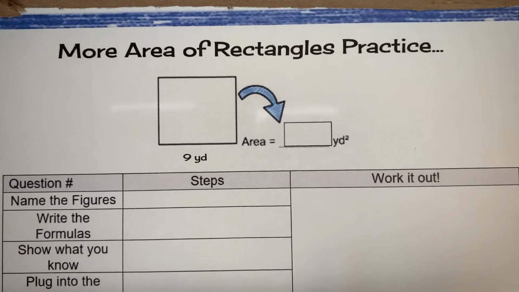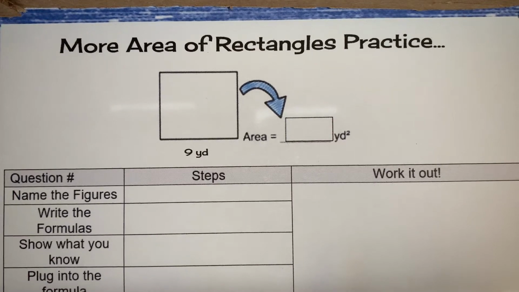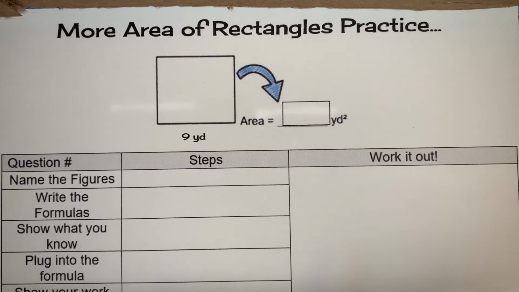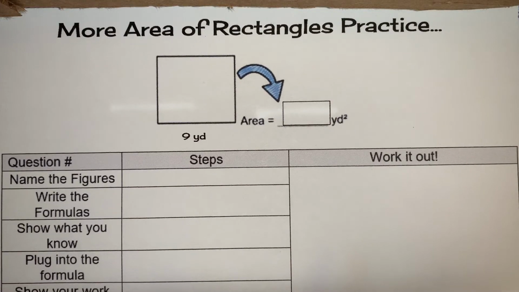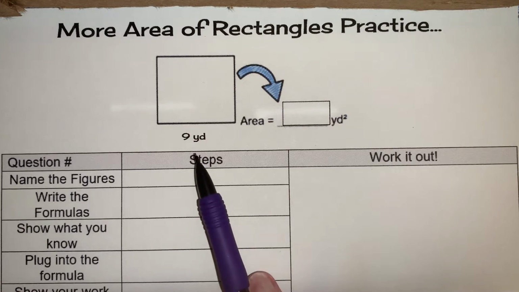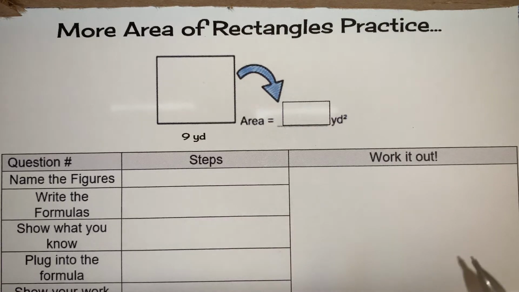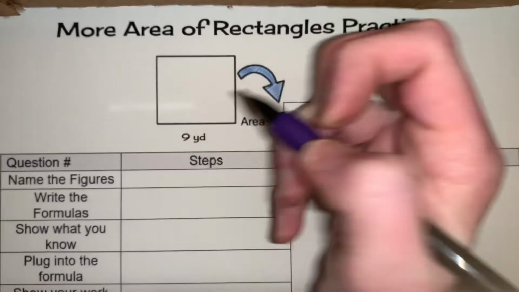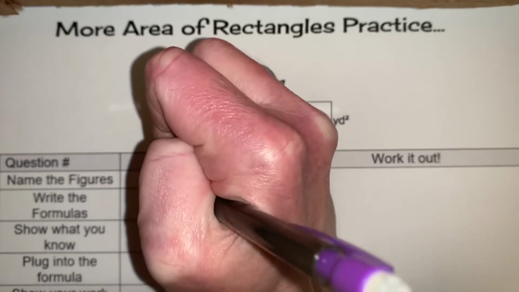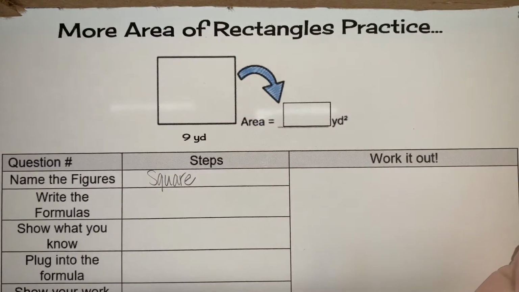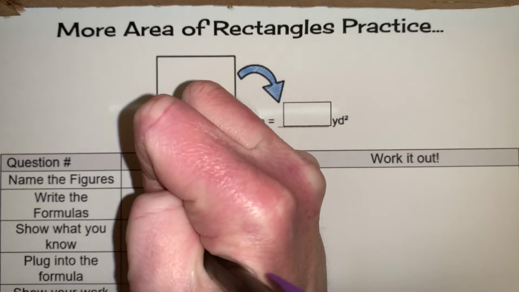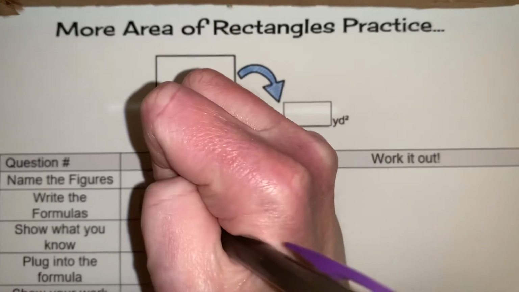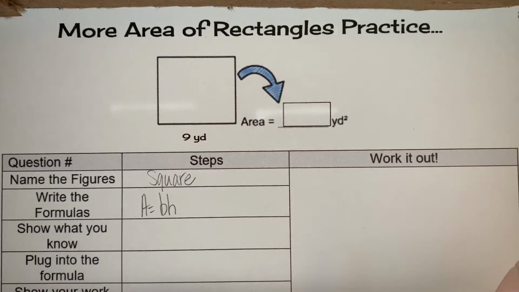Okay, this time, when we look at our shape, this rectangle only has one dimension listed. We just have that it's 9 yards. This is a square, so all sides are going to be the same length. So when I say name the figure, I would write square. The formula for a square is going to be the same as the formula for a rectangle. A equals BH.